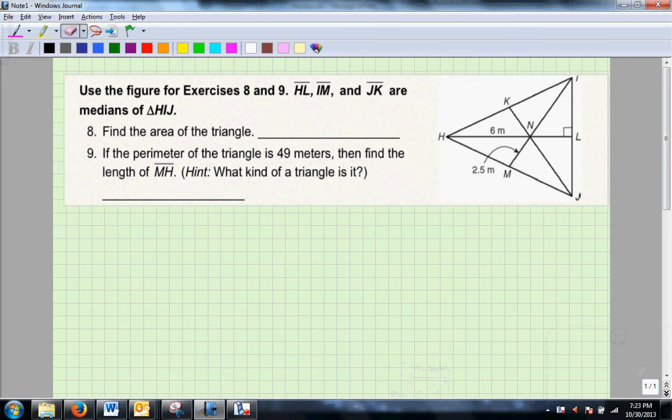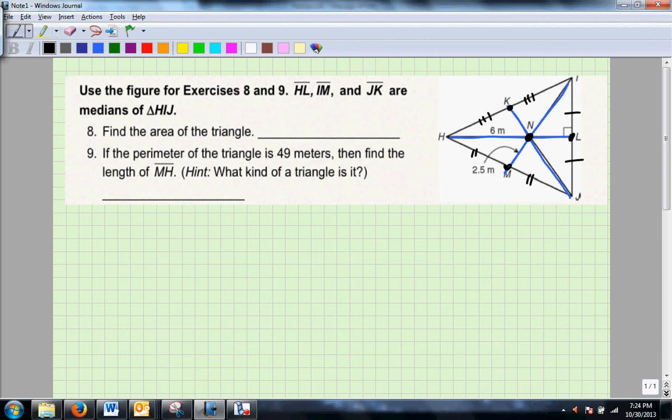It says use figures 8 and 9, and we are told that HL, IM, and JK are all medians, which means they're all midpoints. So that's the midpoint, that's the midpoint, that's the midpoint, which would make point N, of course, a centroid.